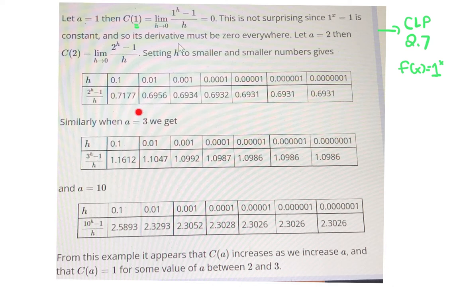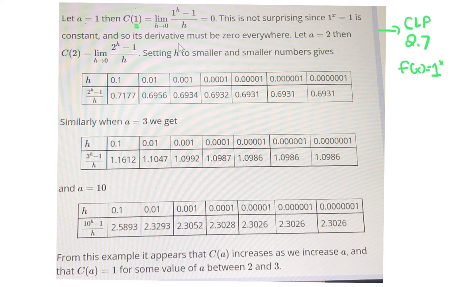And we can see what happens if we fix a to be 3. And here we see that the limit, plugging in h equals smaller and smaller values that approach 0, looks like we get something approaching 1.0986. And just for fun, what if we let a equal 10? Well, we get something like 2.3026 as our limiting value.